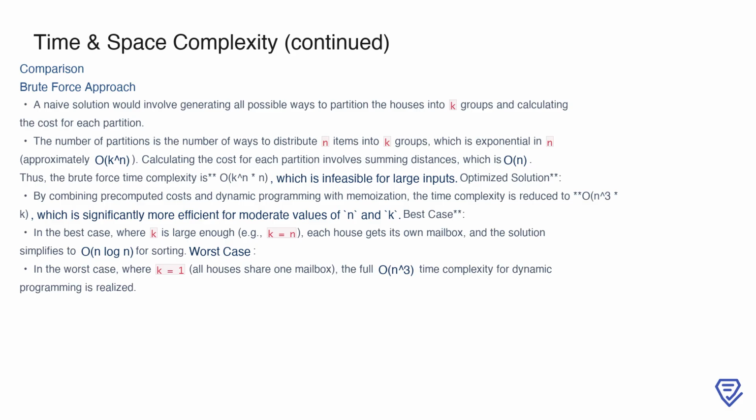When k is large, such as k equals n, the best-case scenario simplifies the problem, as each house gets its own mailbox, and the complexity reduces to n log n for sorting. In the worst case, where k equals 1 and all houses share a single mailbox, the full n cubed time complexity from dynamic programming is realized.